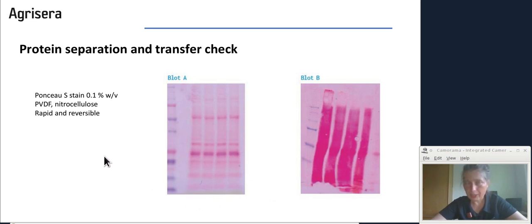You can easily check with a quick Ponceau stain, which can be applied to PVDF and nitrocellulose and is rapid and reversible. In this case, I wouldn't recommend to continue with the Western blot procedure, as we can see that there is a problem with protein separation.